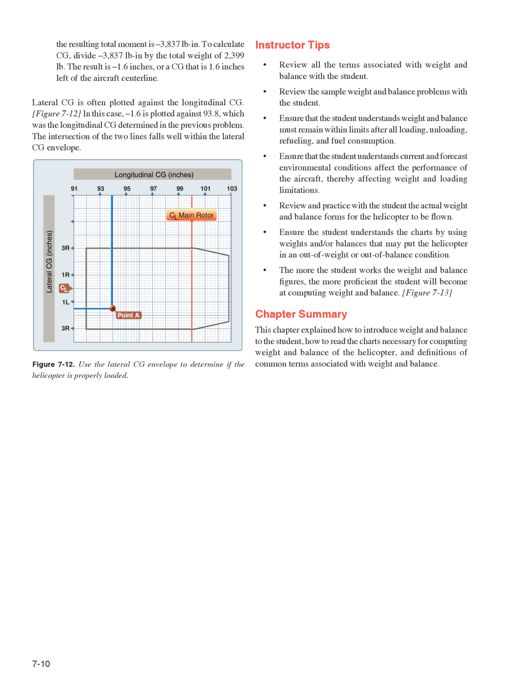Lateral CG is often plotted against the longitudinal CG. Figure 7.12. In this case, minus 1.6 is plotted against 93.8, which was the longitudinal CG determined in the previous problem. The intersection of the two lines falls well within the lateral CG envelope.